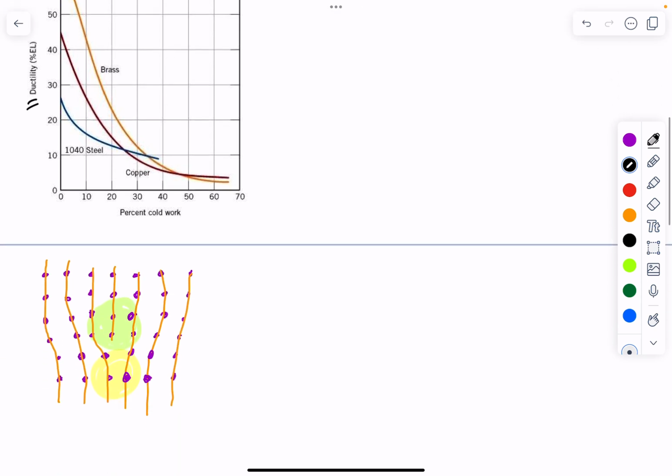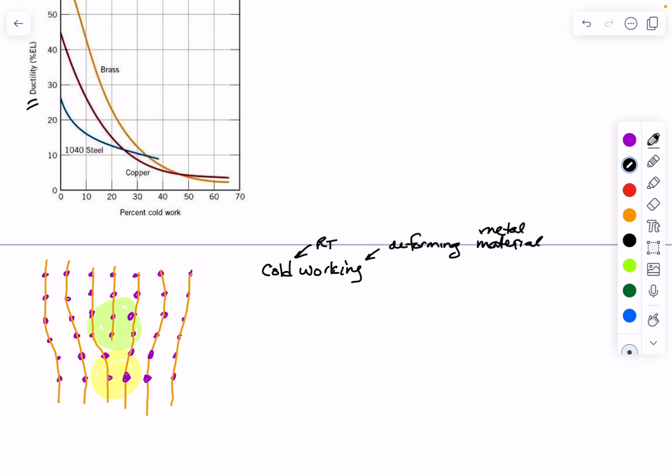All right, so cold working. First of all, its name describes it, right? Cold just means at room temperature. Working means we're deforming the material on purpose. And by material, I really mean metal, right? Because it's metals that we cold work in order to make them stronger. So we're deforming the material on purpose, not by accident.